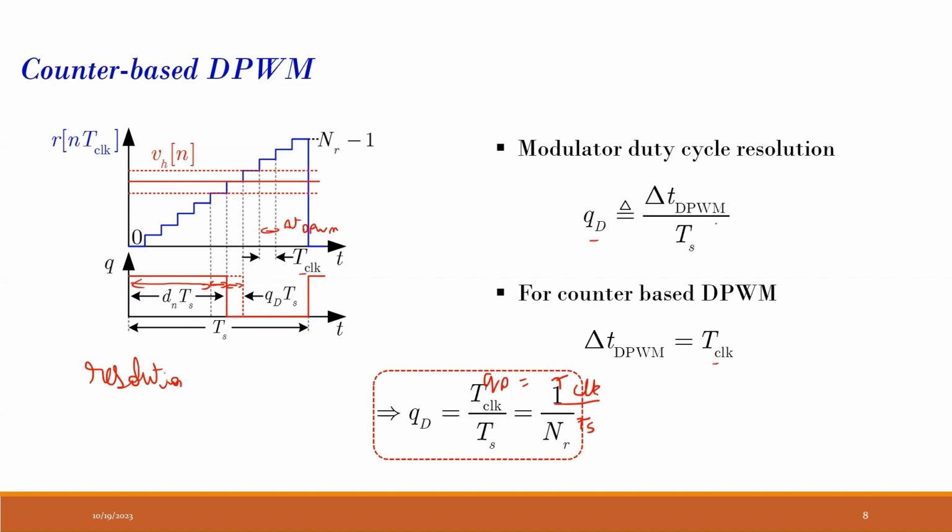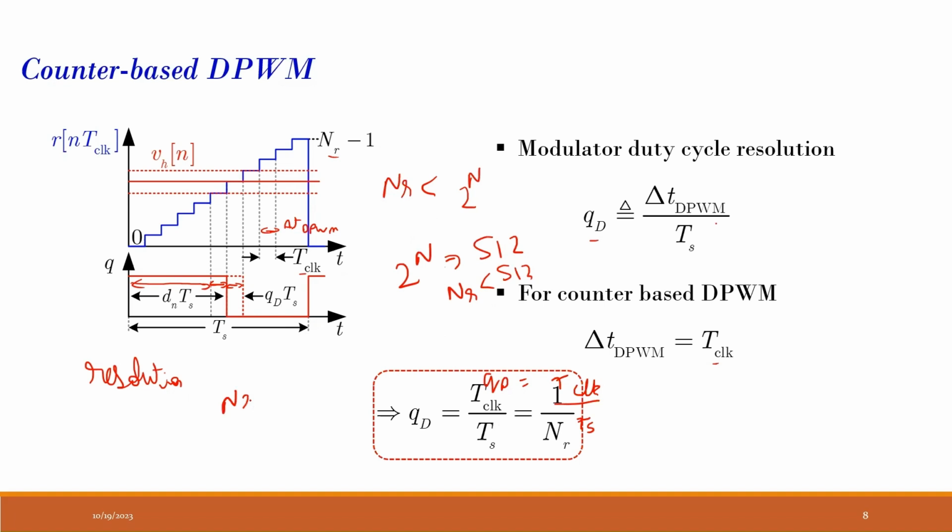I'd like to point out one more thing: NR can be a value, but NR should be less than 2 raised to n. Then only can the n-bit counter implement it. Suppose it is a 9-bit counter. Then 2 raised to n corresponds to 512, so NR should be less than 512.